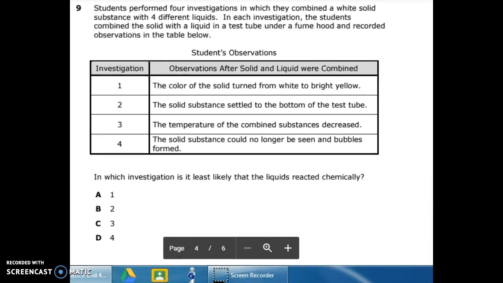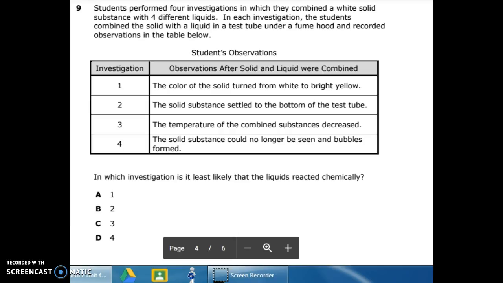Question 9. Students performed 4 investigations in which they combined a white solid substance with 4 different liquids. In the investigation, the student combined the solid with a liquid in a test tube under a fume hood and recorded the observations in the table. So let's look at the observations.